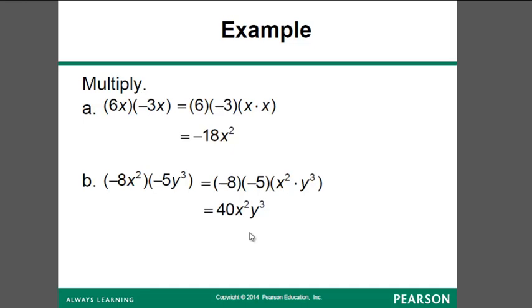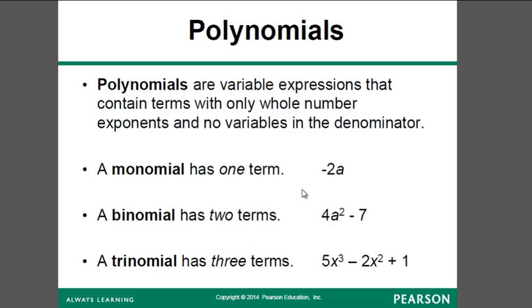Now what we want to do is look at terms such as polynomials. Polynomials are expressions that contain terms with only whole number exponents and no variables in the denominator. There are several different types of polynomials. There's a monomial. It just has one term, such as this. There's a binomial that has two terms. This is a good example of a binomial. Remember, terms are separated by a plus or minus sign.